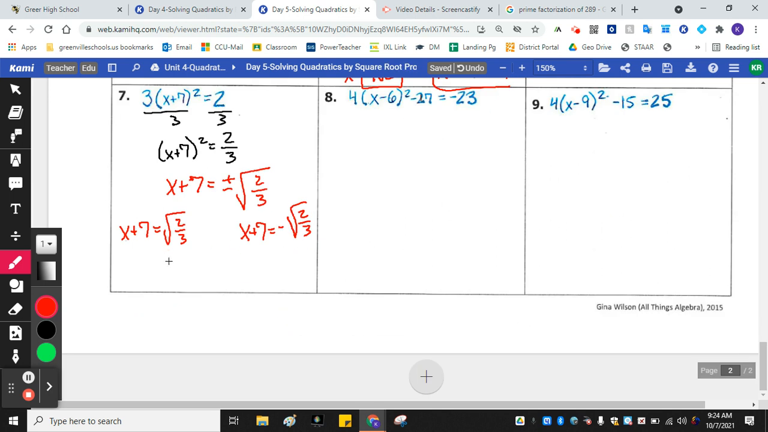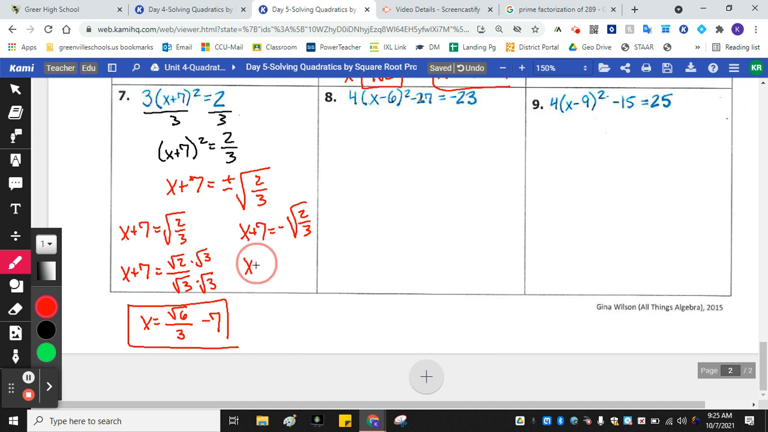Square root of 2/3 is the square root of 2 over the square root of 3. And you can't leave a radical in the denominator. So I have to rationalize it. I have to multiply the top and bottom by the square root of 3. So I get square root of 6 over the square root of 9. And the square root of 9 is just 3. You can't simplify that anymore. So then I'm going to just subtract over my 7. And that would be your answer.